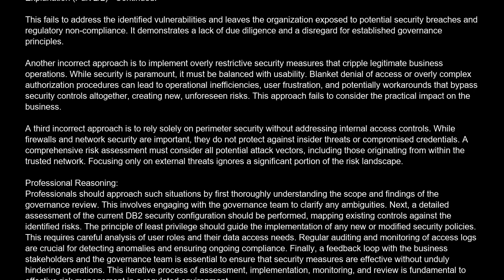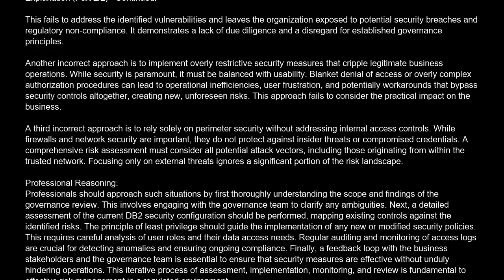Professional reasoning. Professionals should approach such situations by first thoroughly understanding the scope and findings of the governance review. This involves engaging with the governance team to clarify any ambiguities. Next, a detailed assessment of the current DB2 security configuration should be performed, mapping existing controls against the identified risks. The principle of least privilege should guide the implementation of any new or modified security policies. This requires careful analysis of user roles and their data access needs.